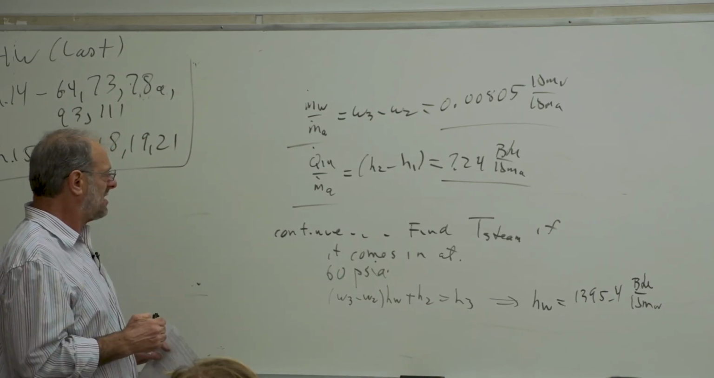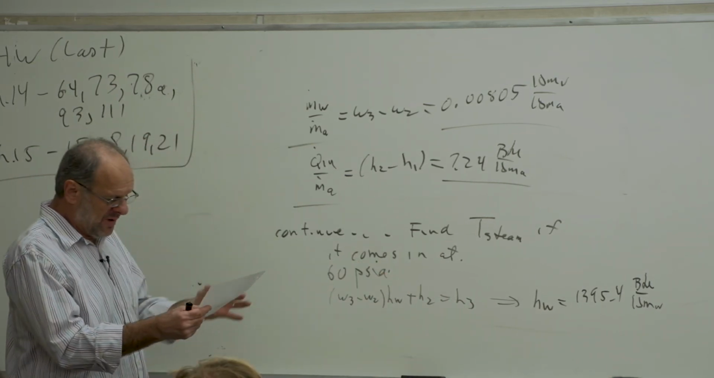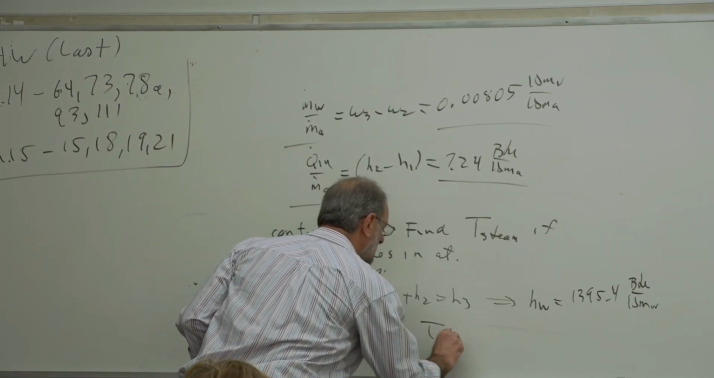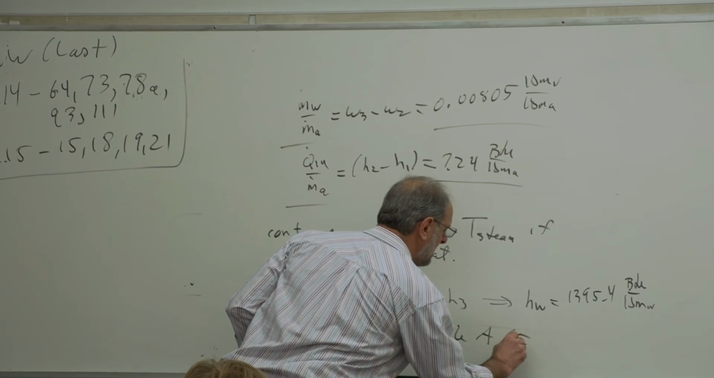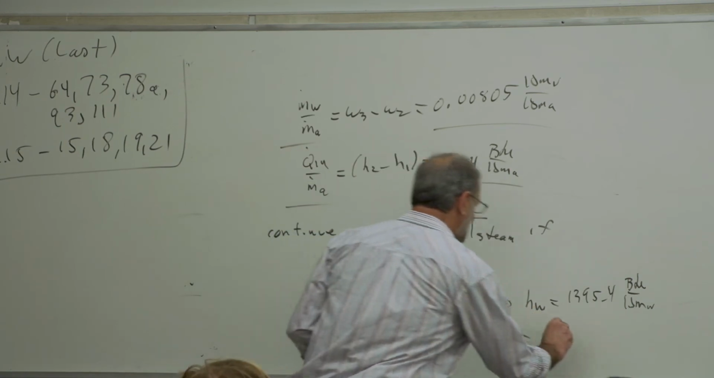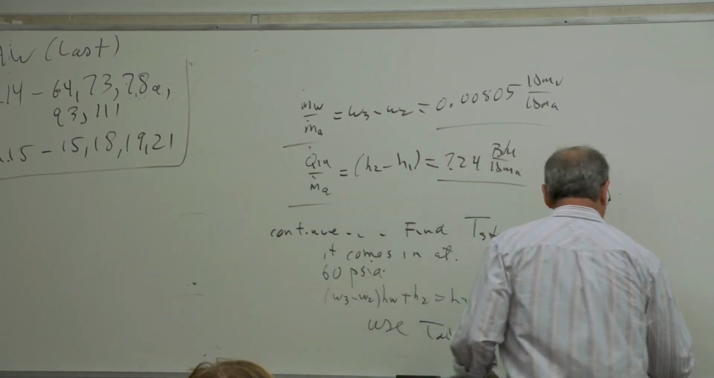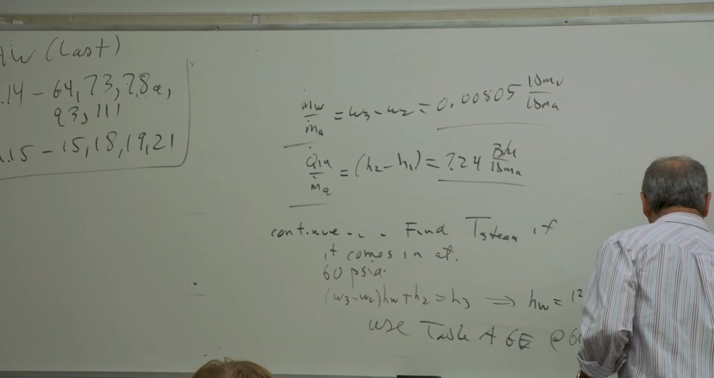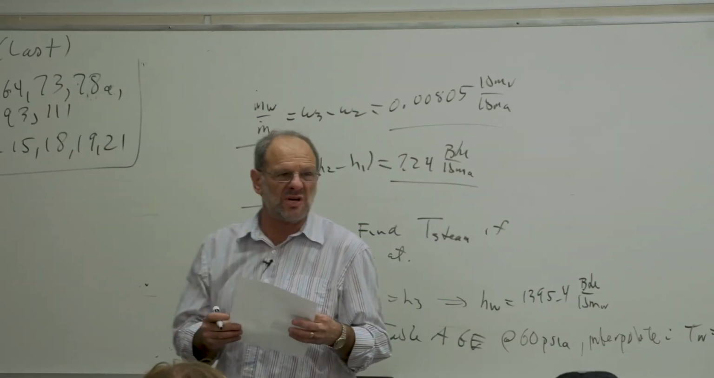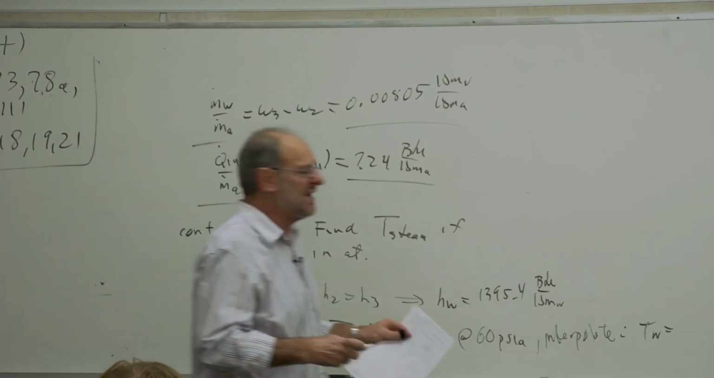Here, it turns out that it's superheated. At this pressure and at that enthalpy, we actually have superheated steam. So we're going to have to use table A6E, and we're going to have to go to the 60 PSIA subtable, and we're going to have to interpolate. And if we do so, we're going to find that the temperature is somewhere between 700 and 800 degrees Fahrenheit. We actually end up with 728 Fahrenheit.